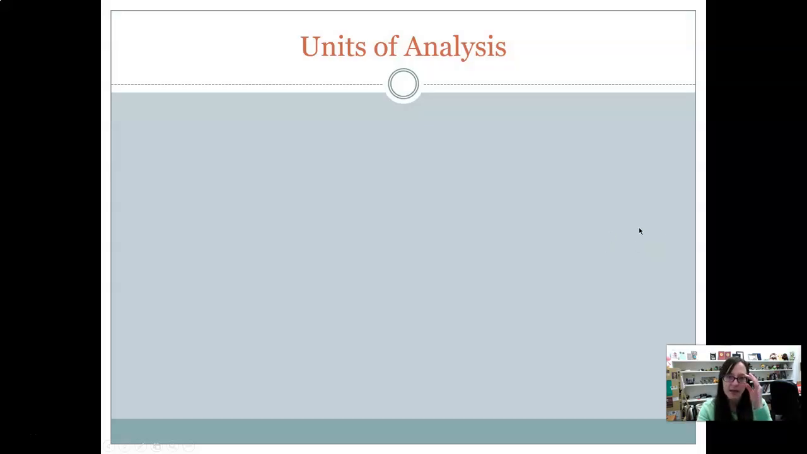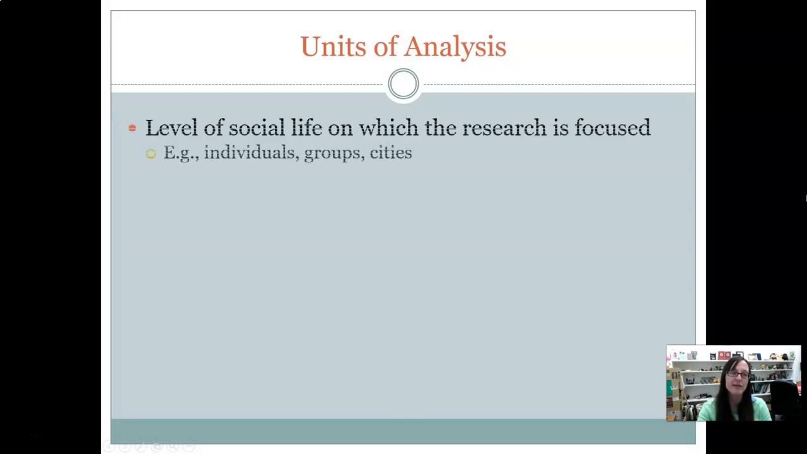And then the last thing to talk about is what's called units of analysis. Units of analysis are basically the level of social life that we're focusing our research on. Typically, the unit of analysis would be people, individuals. That's the most common one. And that would mean that your sample consists of people that you talked to or surveyed. But sometimes you could have groups, and so your unit of analysis will be groups.